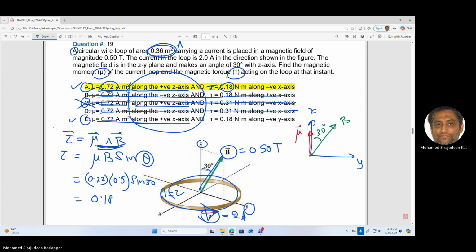Okay. Therefore, A is the correct answer. This is negative y. Wrong.